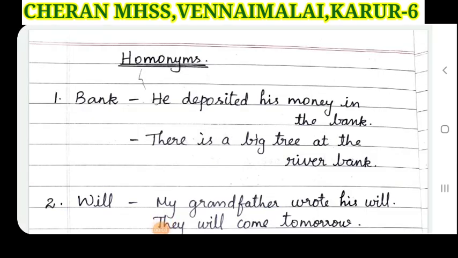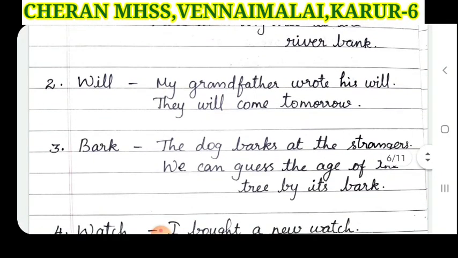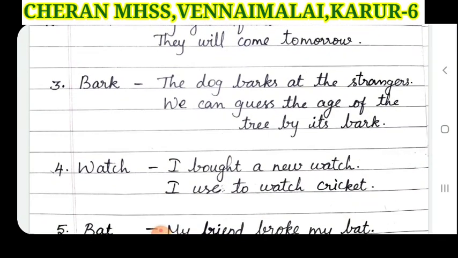Then homonyms, bank. Homonyms, same spelling, same pronunciation, but different meaning. Let's see some examples. Bank. He deposited his money in the bank. There is a big tree at the river bank. Second one, will. My grandfather wrote his will. They will come tomorrow. Bark. The dog barks at the strangers. Second one, we can guess the age of the tree by its bark.